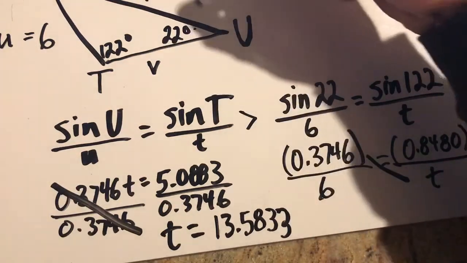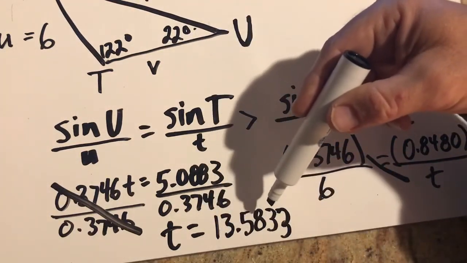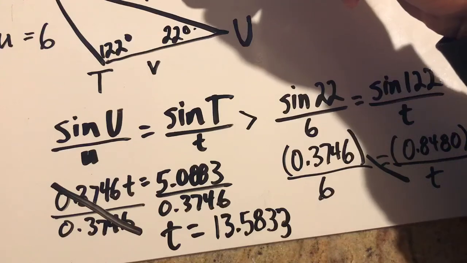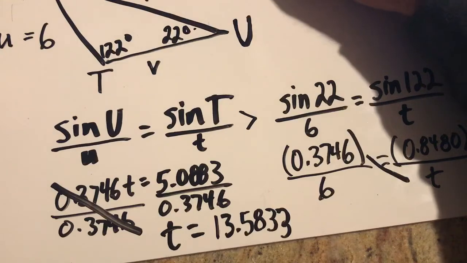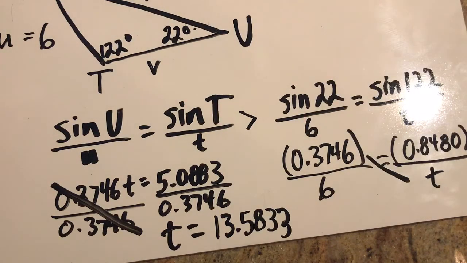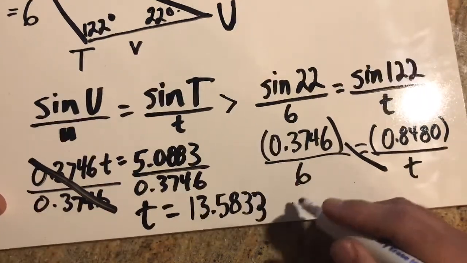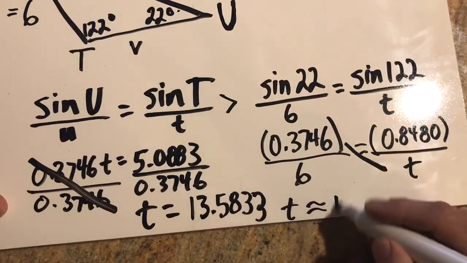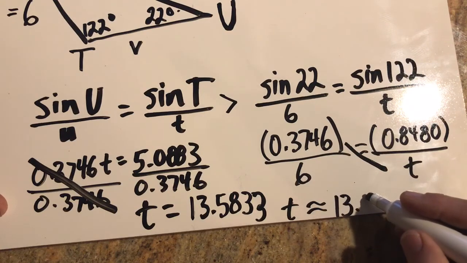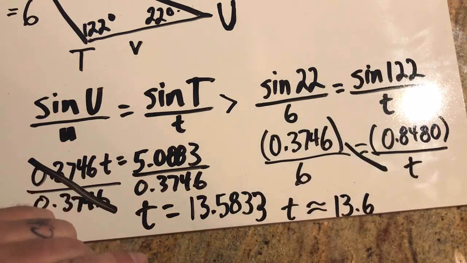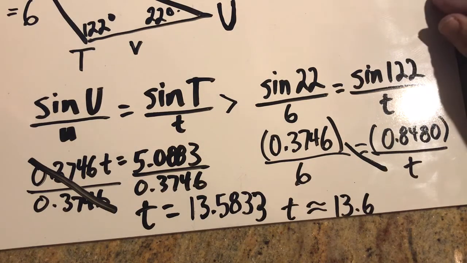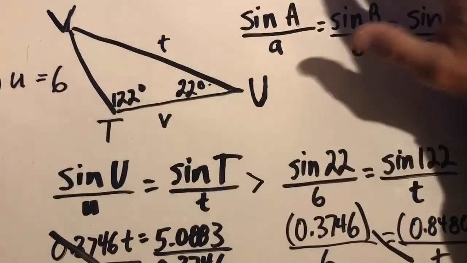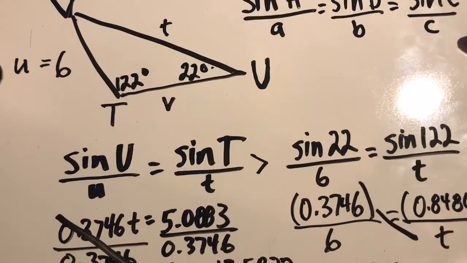So if you look here, t is 13.5. I think IXL has you rounding to the nearest tenth. So this would change to t is approximately 13.6, rounded to the nearest tenth. So that's your law of sines. I'll come back and do another example here in a minute.